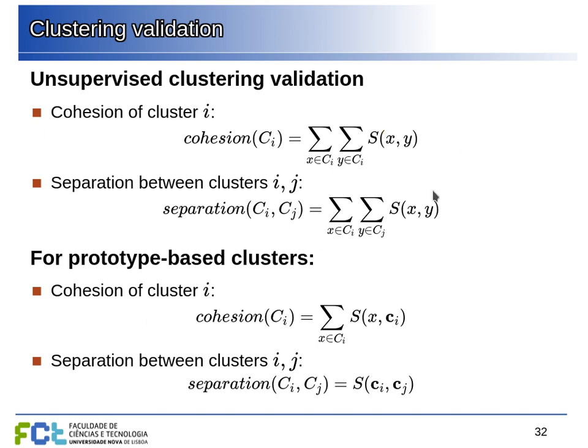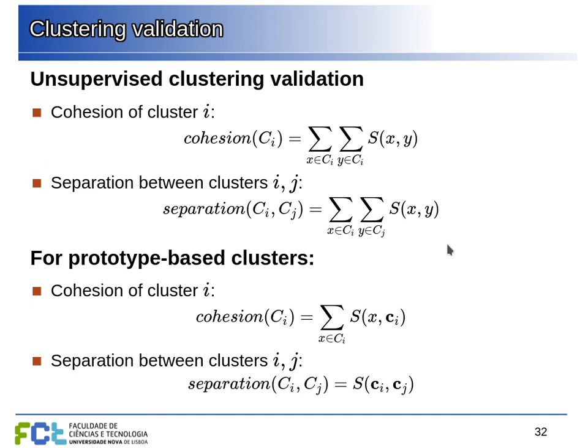But the general idea is that we can look at the cohesion of each cluster by looking at the pairs of examples inside the cluster, and then compare different clusters by looking at pairs of examples between one cluster and the other. So in this case, they are both X and Y in cluster I, and in this case, X belongs to cluster I and Y to cluster J, and we are looking at the pairs between different clusters.